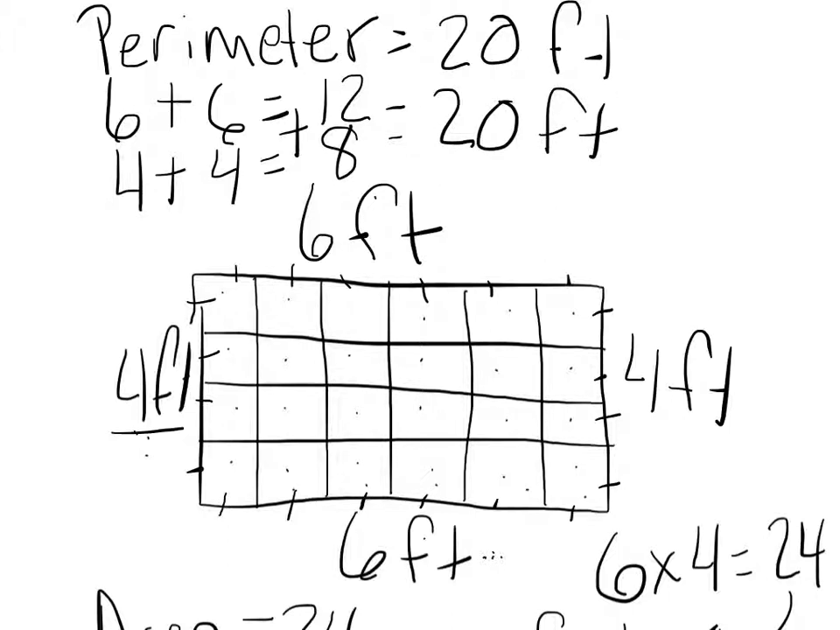And perimeter is distance around, and in the real world maybe we're putting a fence around a backyard, or we need to know the amount that goes around a pool. So anything that goes around is perimeter. So hopefully this video helps you find area and perimeter for our upcoming unit.